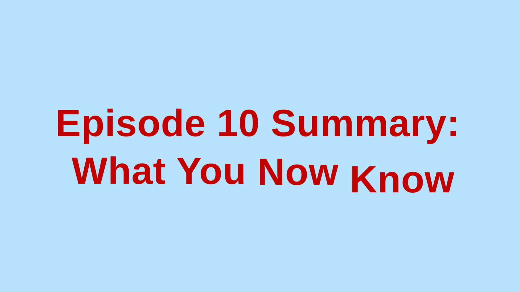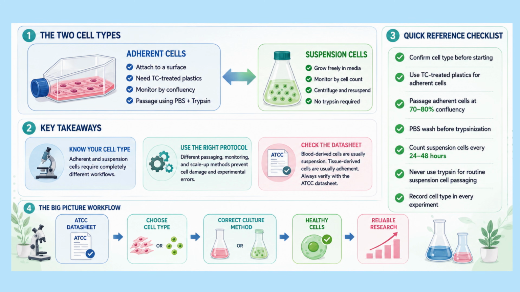Episode 10 Summary. What you now know. 1. Adherent cells need surfaces, suspension cells float freely. This fundamental difference in biology drives completely different culture strategies, passaging protocols, and scale-up approaches. Know which type you are working with before you design anything. Putting suspension cells in a TC flask and hoping they attach is not a strategy.